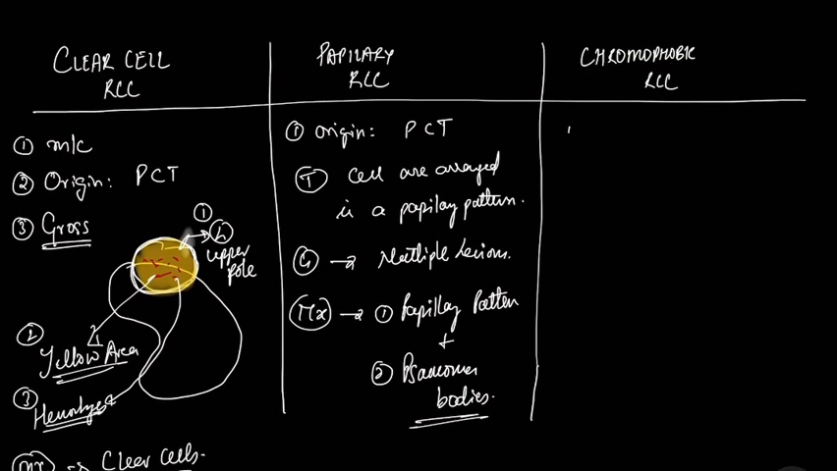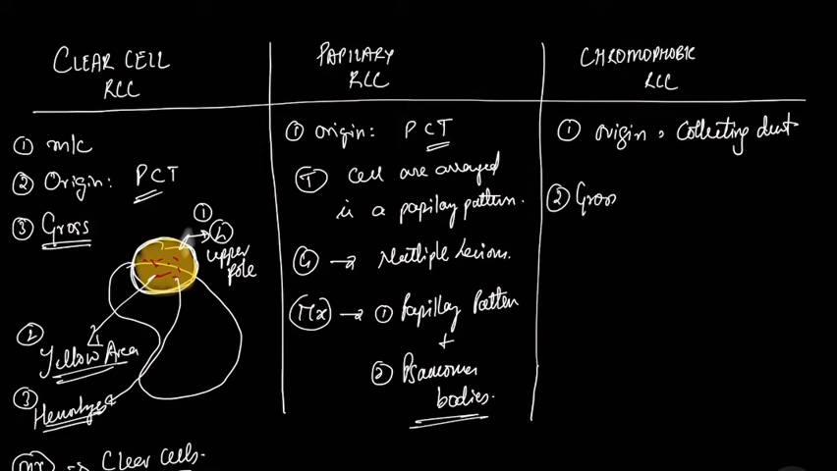Now the last one is your chromophobic RCC. So where does this originate from? This originates from your collecting duct. So the clear cell RCC and papillary RCC both originate from your PCT, whereas your chromophobic RCC originates from your collecting duct.